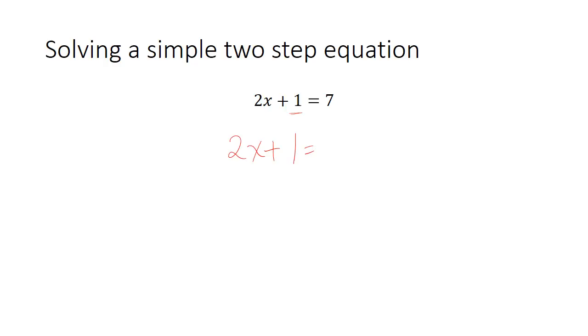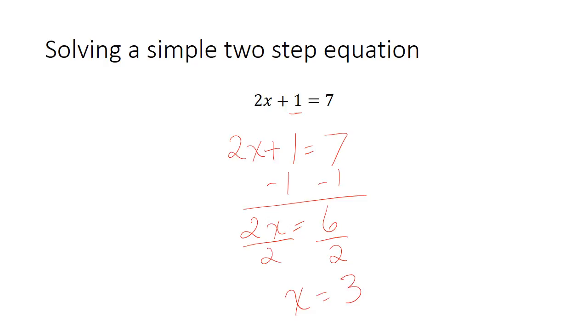So here's our equation. 2x plus 1 equals 7. I want to subtract that 1, subtract it to the other side. That gives us 2x equals 6. Now we can divide the x by 2, divide the 6 by 2, and that will give us x equals 3.